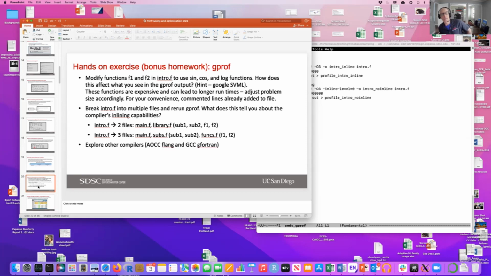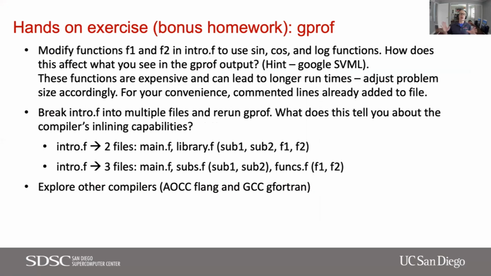All right, so we're not going to do this now. I'm going to say this could be your homework problem. Go in and modify those functions F1 and F2 in intro.f to use sine, cosine, and log functions. It's probably going to take longer to run. These trig functions and log functions are computationally expensive. And you may see some unusual things in the gprof output: functions that are labeled or tagged with svml. I won't tell you what that is, but maybe do a Google search.